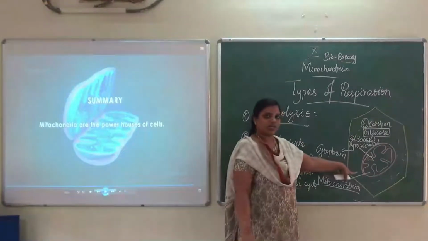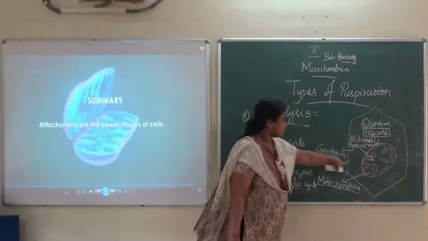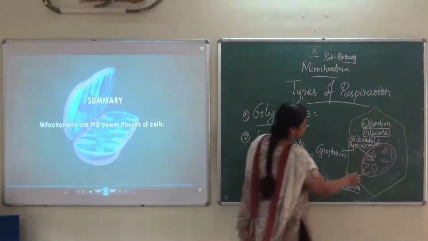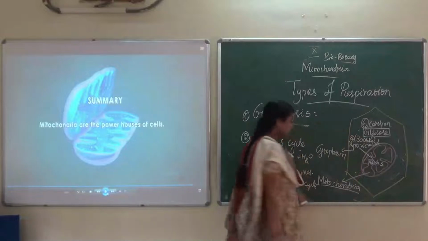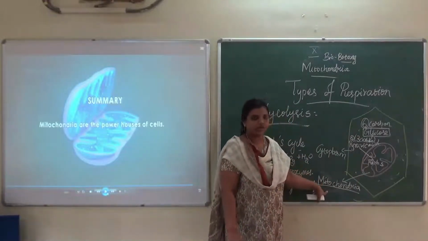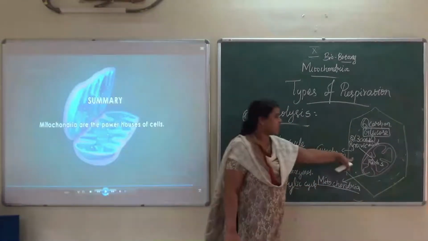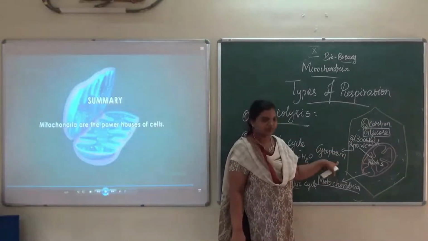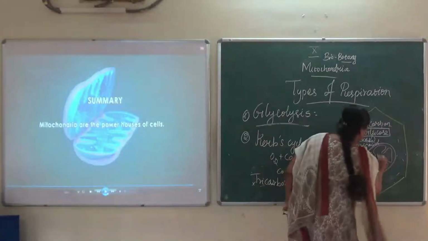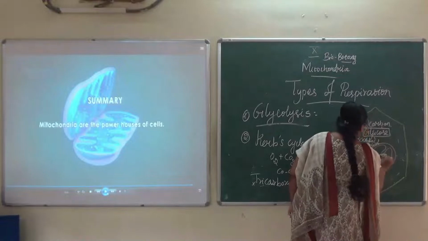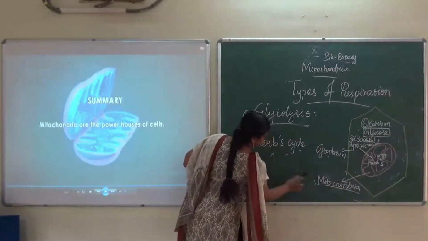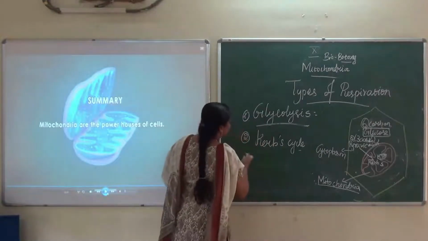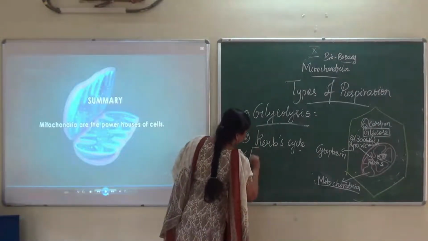You should draw the diagram. This one, you notice that. The Krebs cycle occurs in the mitochondria, but glycolysis occurs in the cytoplasm. And the third one is the electron transport chain.